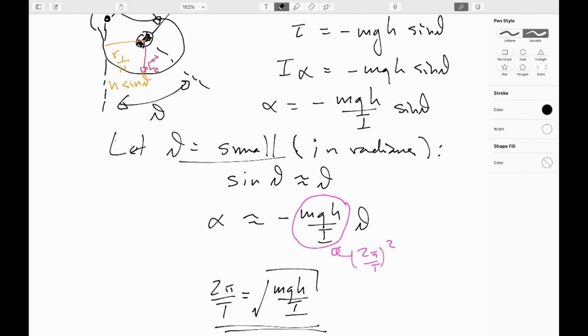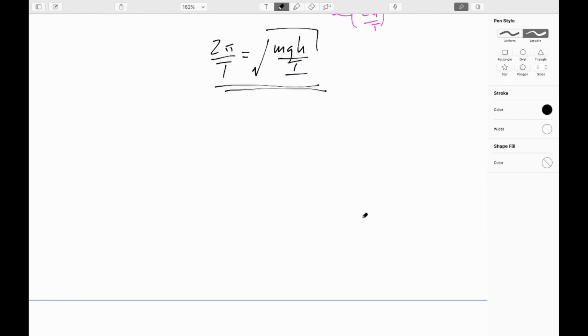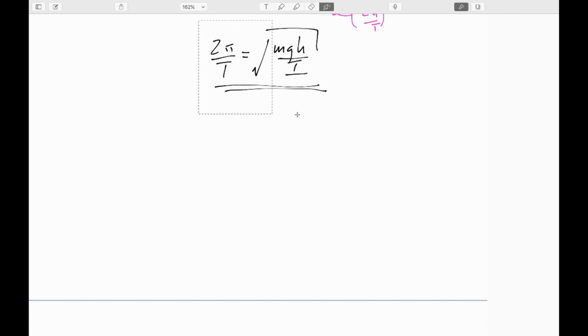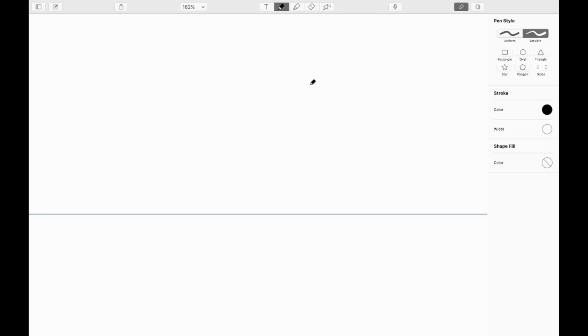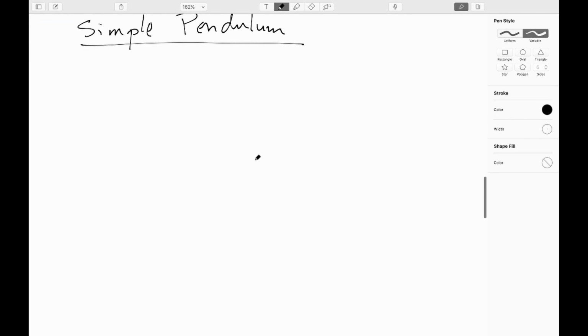With that in place, I can now go ahead and look at the simple pendulum. So we'll recycle this result. In fact, I will go ahead and copy it right now. There we go. So the simple pendulum is just a mass at the end of a string.